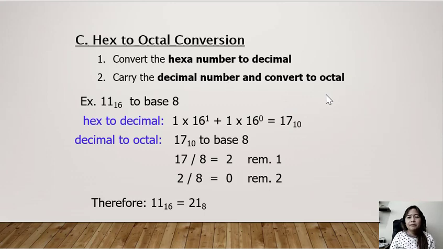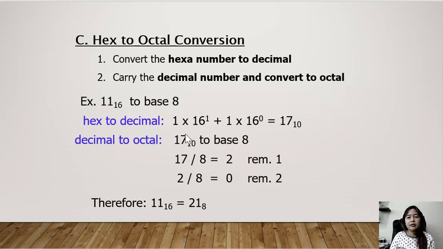But note that if the instruction in the exam says otherwise, like for example, you are asked to convert from hexadecimal to octal through binary, that means you convert first your hexadecimal to binary and then binary to octal. And of course, the answer is still going to be the same, assuming that you got everything right. But for this example, I will be converting this original hexadecimal number to decimal first, and then decimal to octal.